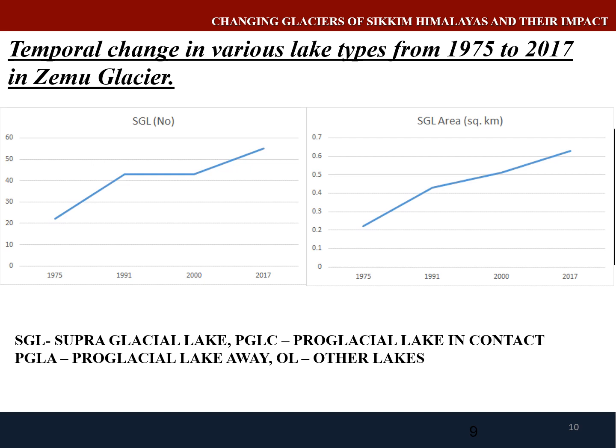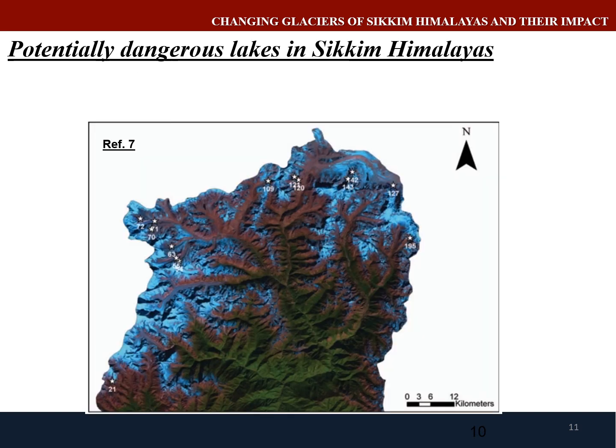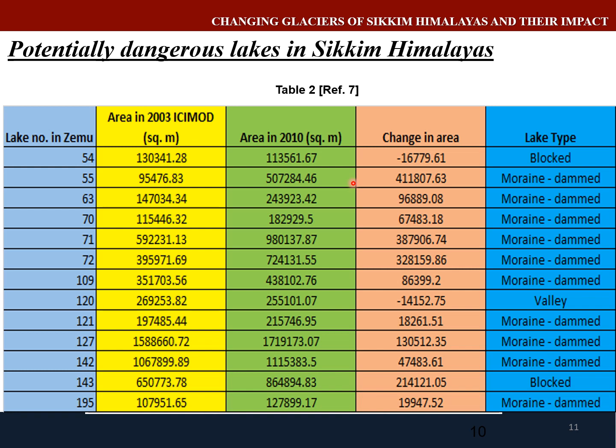Now you can see how they are increasing every year. You can see these numbers, they are all supraglacial lakes forming, and you can see the change with the numbers. Only moraine dam lakes, their area is increasing, which is very dangerous.